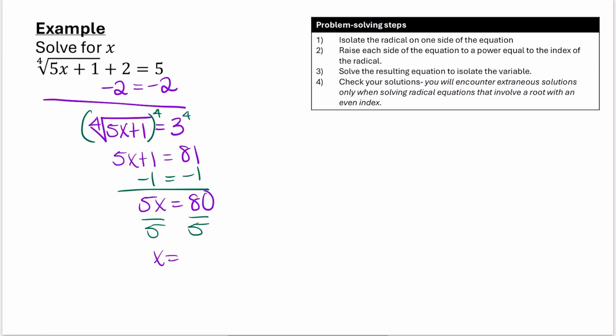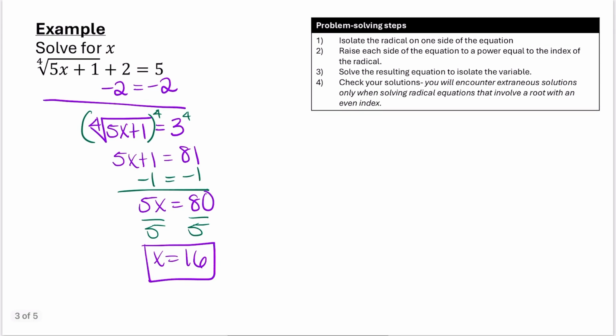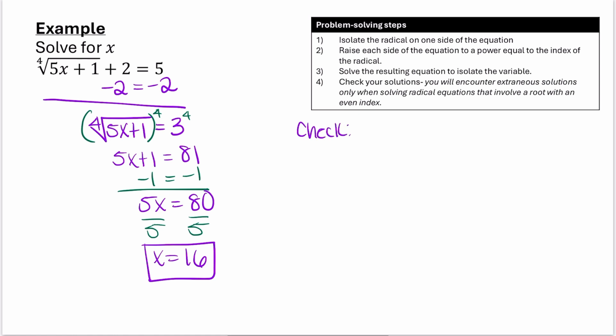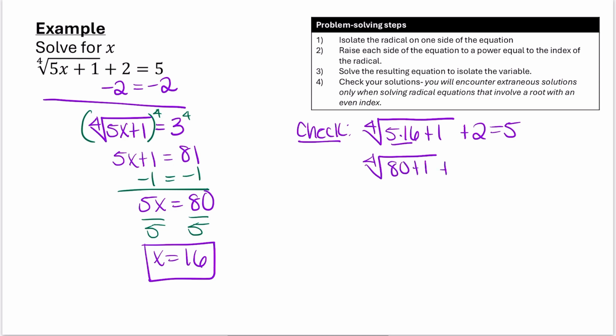Remember, I always want to check my solutions to make sure that I found a solution that is not extraneous. So I'm going to do the fourth root of 5 times 16 plus 1, plus 2 is equal to 5. So that's the fourth root of 5 times 16, which is 80, so 80 plus 1, plus 2 is equal to 5. That's telling me that the fourth root of 81 plus 2 is equal to 5. The fourth root of 81 is 3, so 3 plus 2 equals 5. That is in fact true.